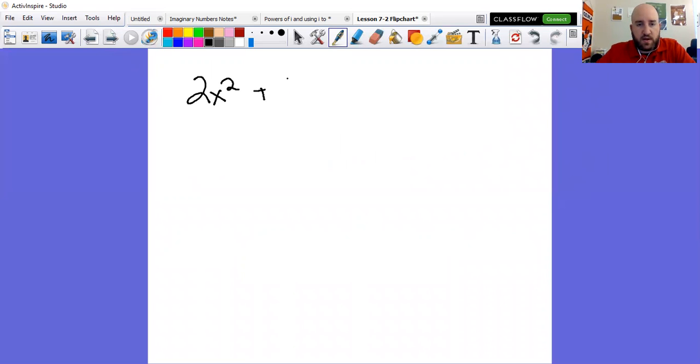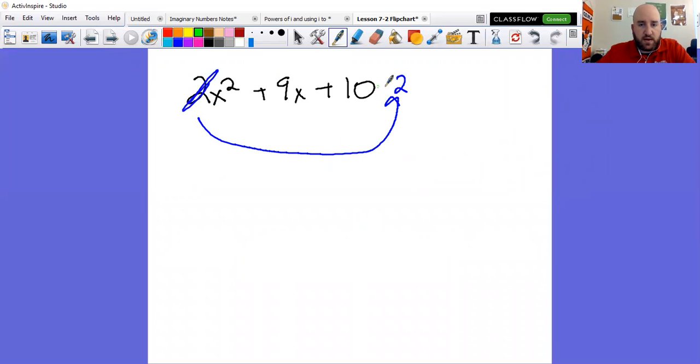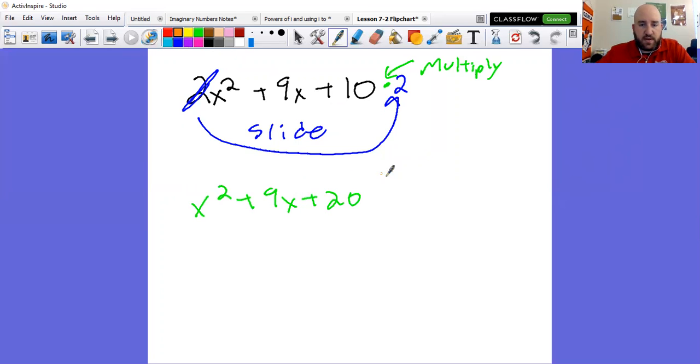2x squared plus 9x plus 10. First two steps are pretty much tied together. Slide my 2 down and then multiply it by the number on there. Got right and slide. So slide and multiply, that gives me x squared plus 9x plus 20. Step 3, factor.